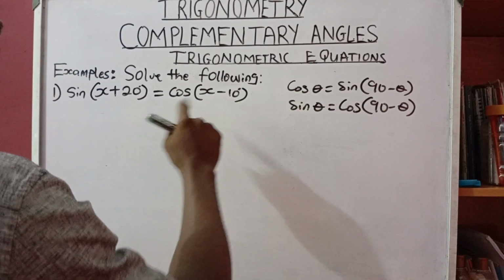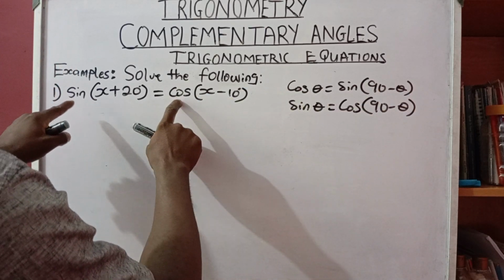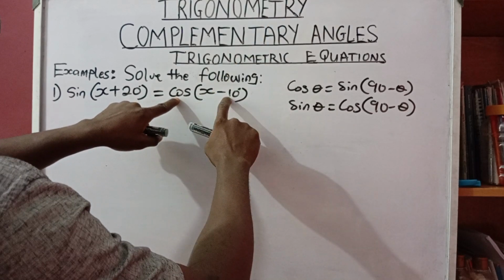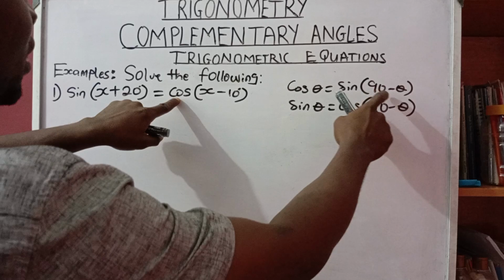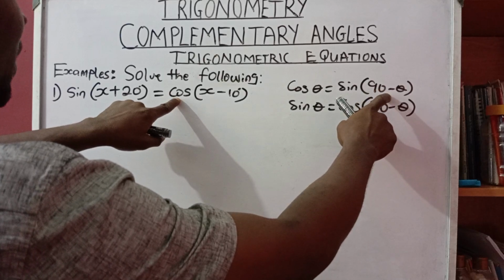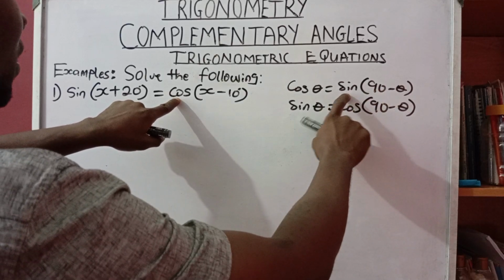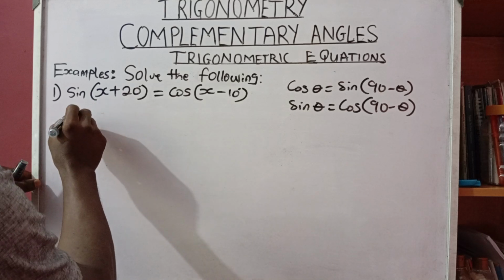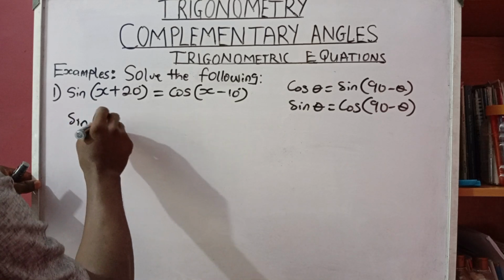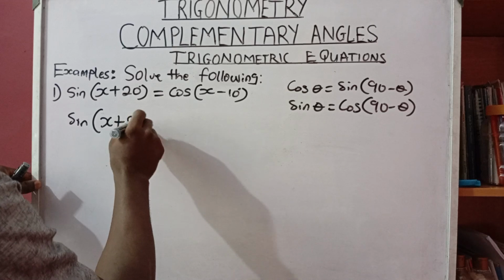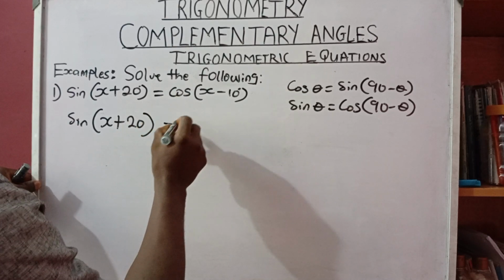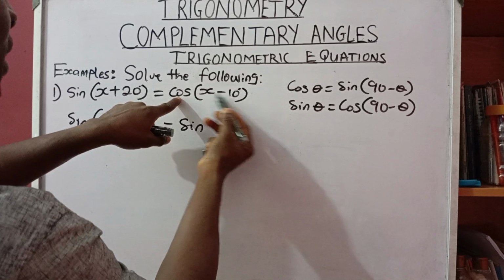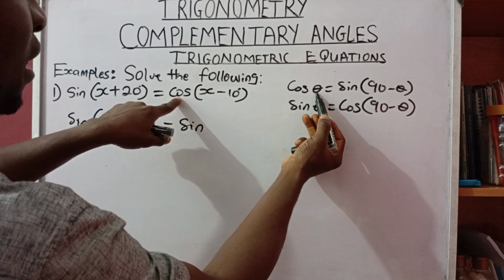So for me to solve this, to change this particular one to sine, all I will do is say 90 minus everything I have here. That will make it look like sine, because I want to change it to sine. So look at what we're going to do. The next step will be sin(x + 20°) is equal to sine. I'm changing this to sine now, taking the whole of this as being θ here.